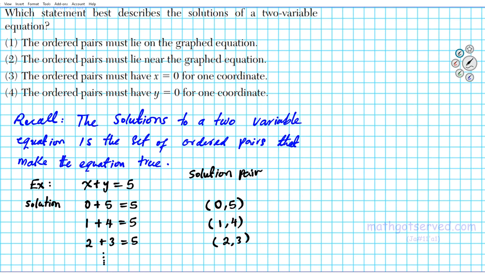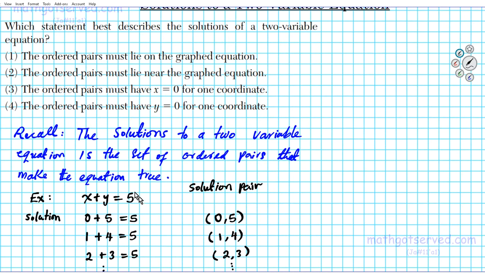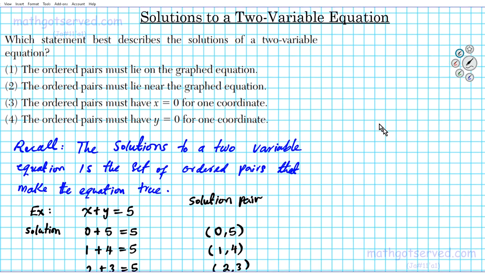All right, so what about the graph though? How does a graph relate to these ordered solution pairs? To do that, let's go ahead and graph this equation right here. This two-variable equation, x plus y equals 5. So we have the equation we want to graph, x plus y equals 5.